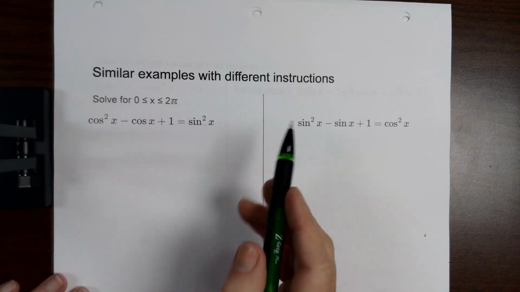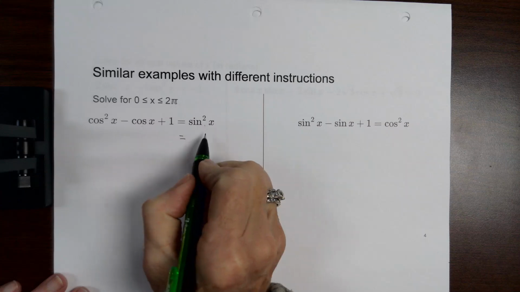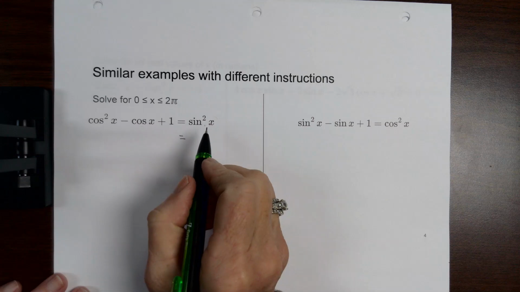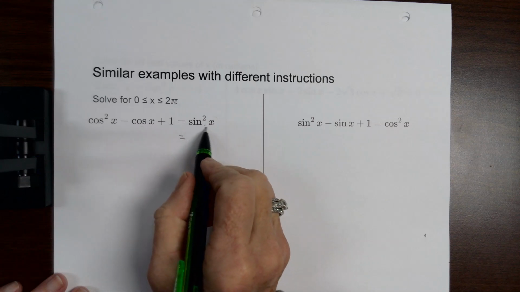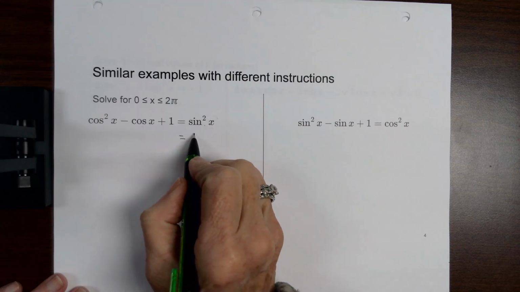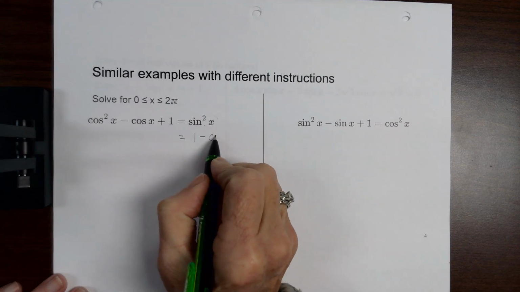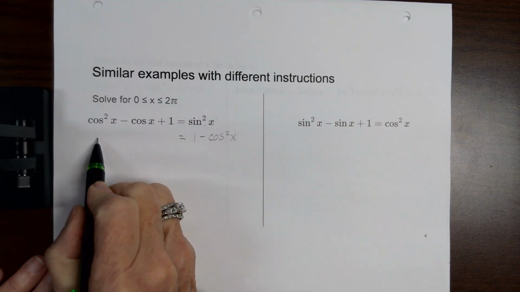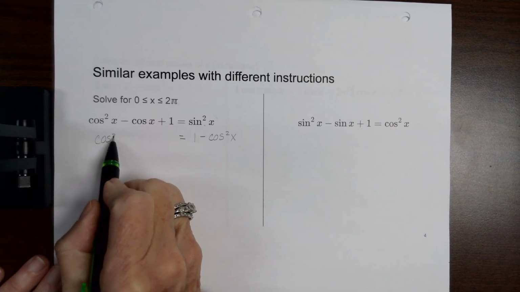So I'm going to switch them all to cosines, and the way that I'm going to do that is think about my Pythagorean identity that says the cosine squared theta plus the sine squared theta is equal to 1. So the sine squared theta is equal to 1 minus the cosine squared, or in this case x. And I'm going to continue to bring this down.